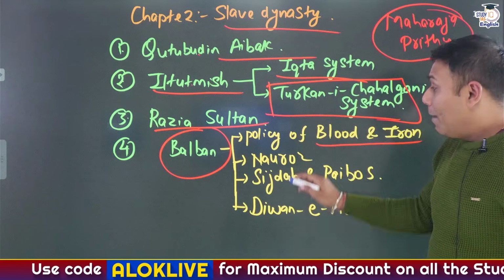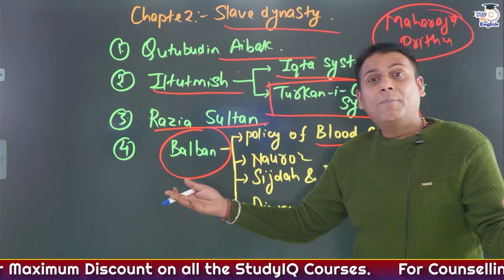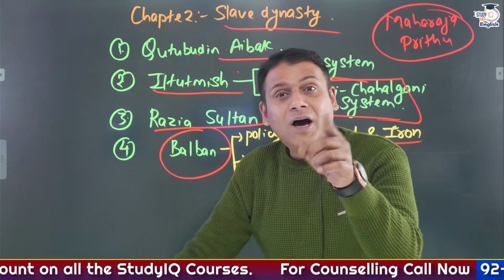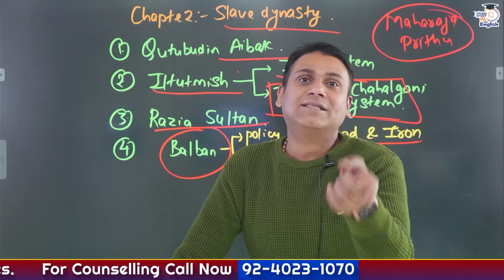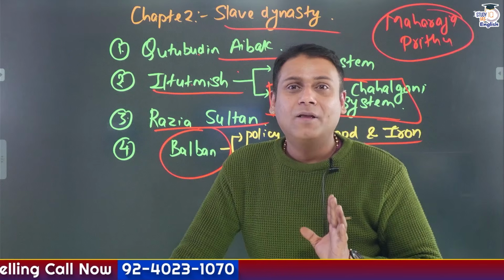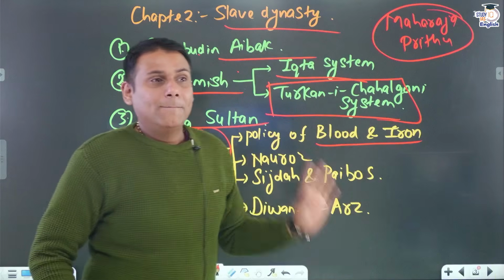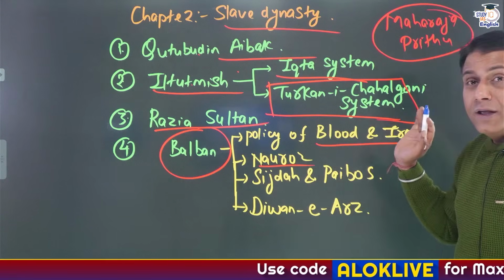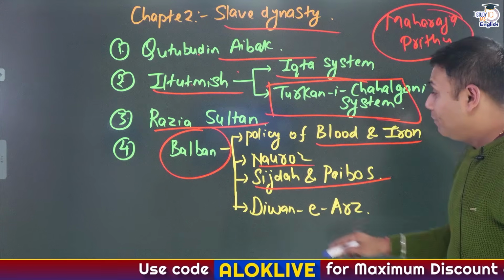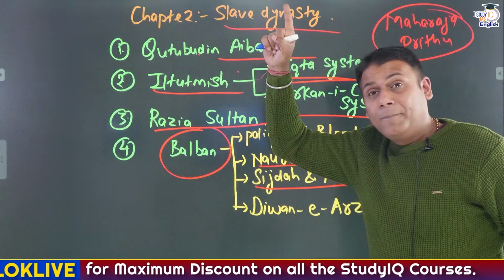He completely reversed the previous policies. Now, he abolished the Turkani-Chahalgani system initiated by Iltutmish. Again, a probable question: who started the Chahalgani system or Chalisa system, and who abolished it? So, started by Iltutmish, abolished by Balban. Then, he started a Persian festival called Navroz. He started the Sajda and Paibos system. The Sajda and Paibos system was later abolished during the time of Shah Jahan.